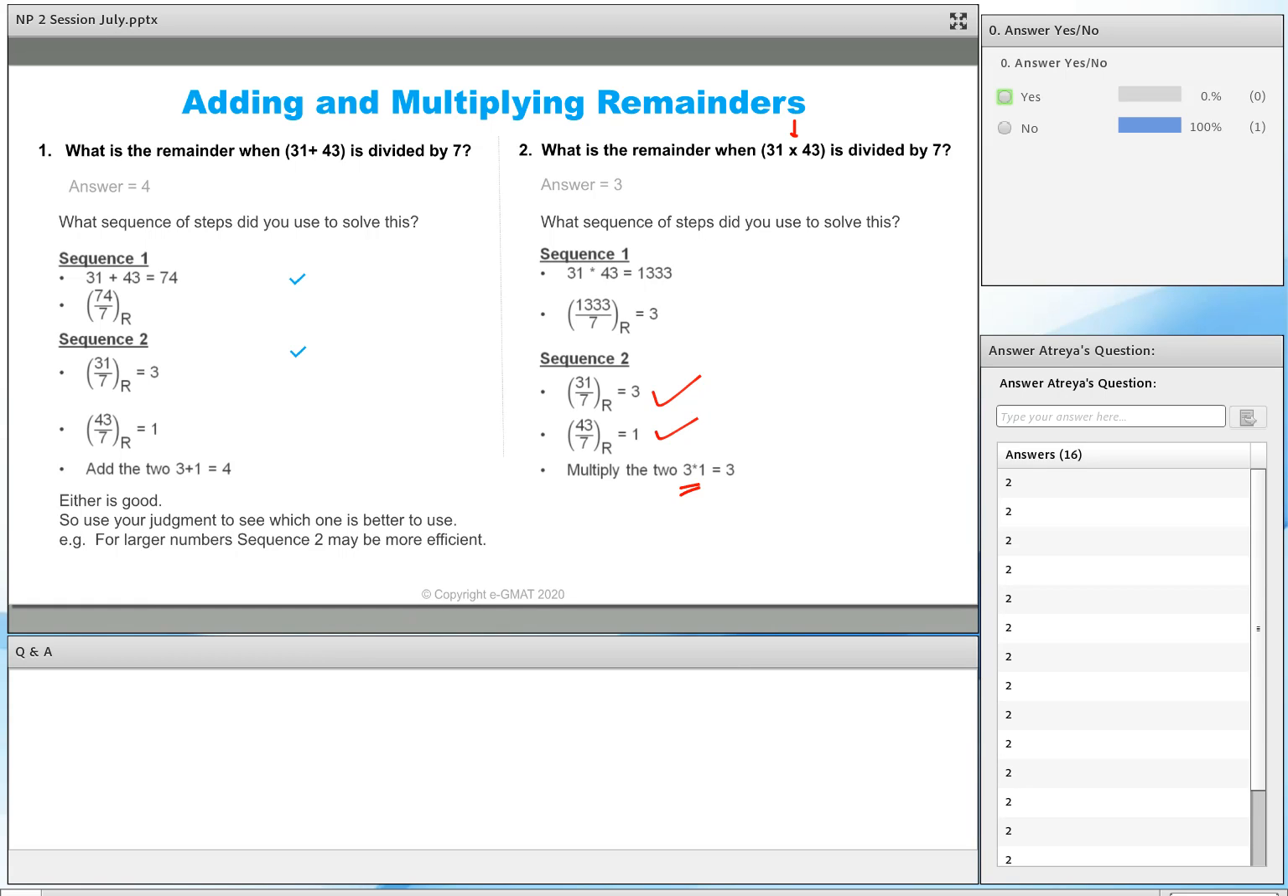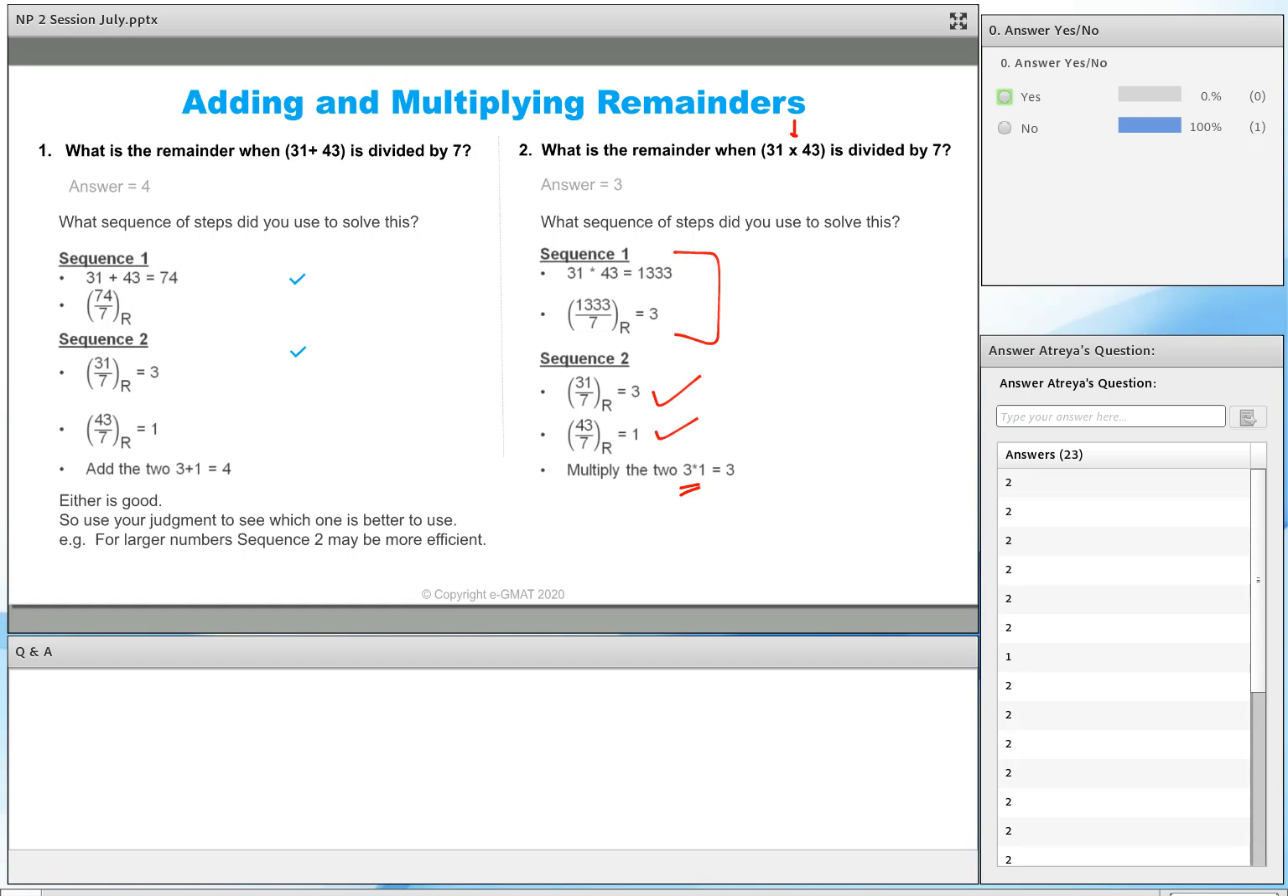Definitely sequence 2, right? Absolutely correct. Why? Because I don't want to get into finding the product over here. It'll take up a lot of time. I might make a mistake as well. So this is something that I want you to keep in mind. There can be two possible ways to calculate remainders when I'm adding, subtracting, or multiplying numbers. So keep both these sequences in your mind.